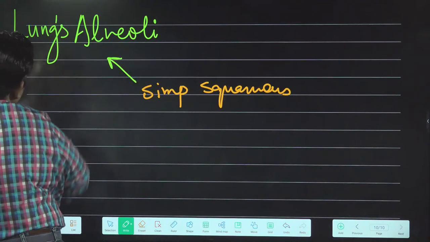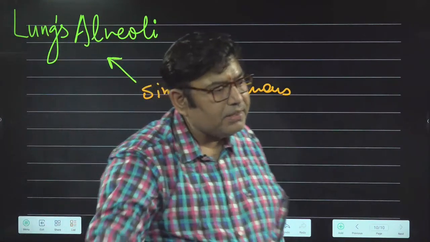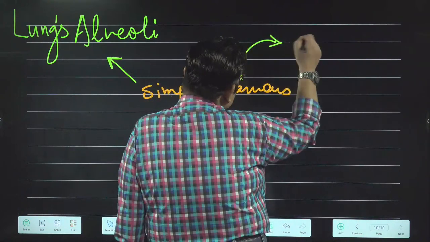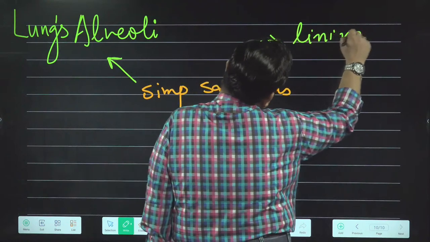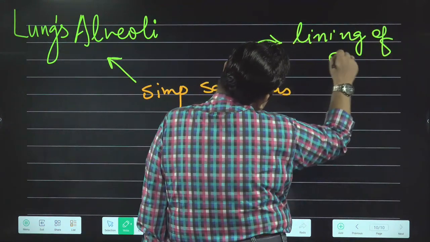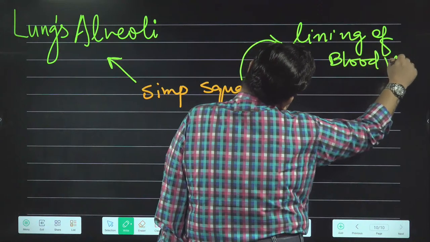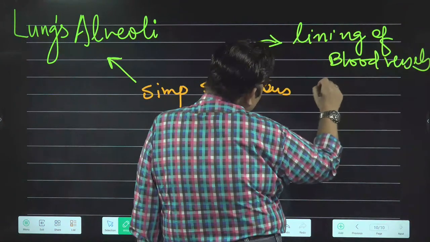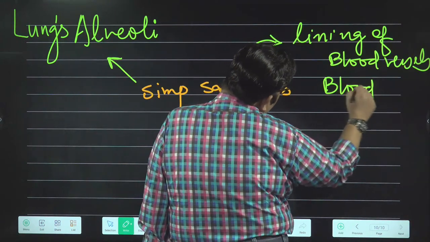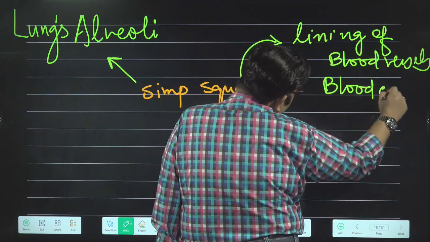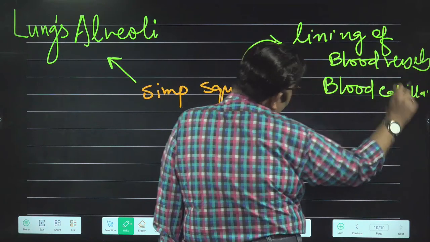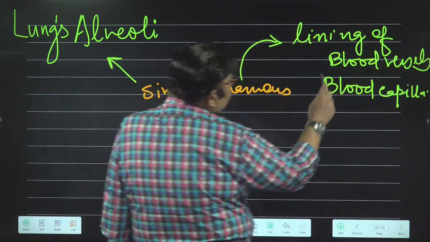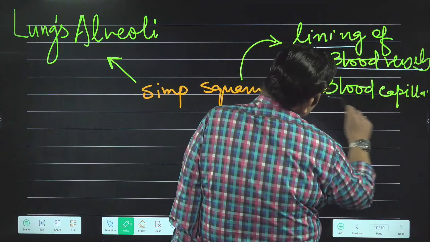I'll write short: lungs, alveoli. Any other example? Yes, blood capillary. The lining of blood vessels and blood capillaries, because in the blood capillary there is only epithelium left, a single layer, but otherwise it is the lining of blood vessels, blood capillary.